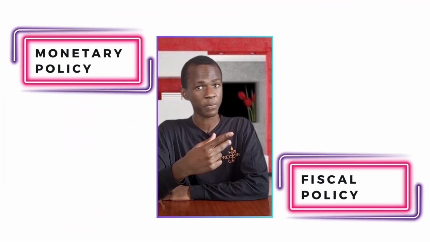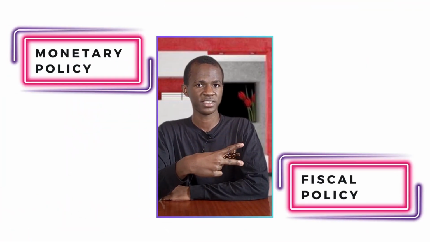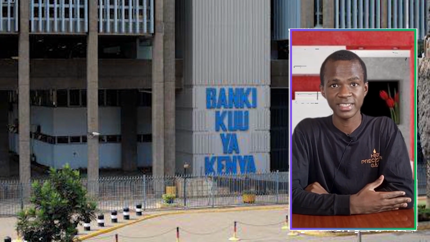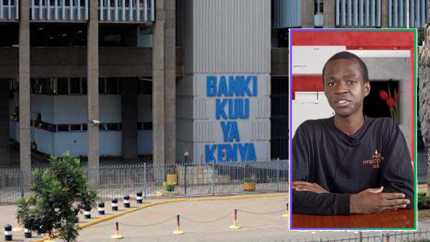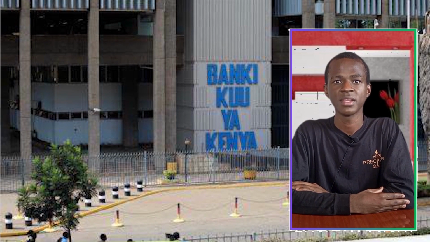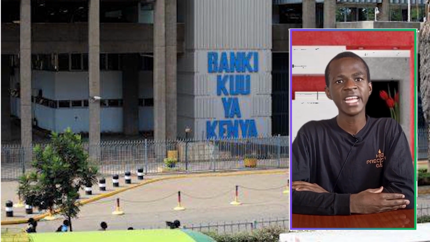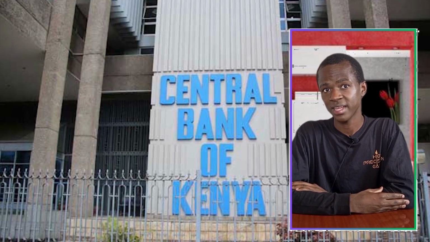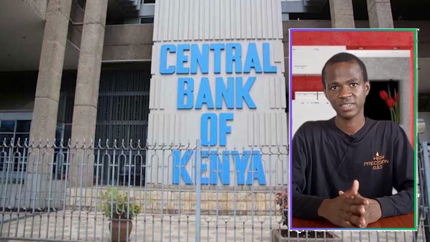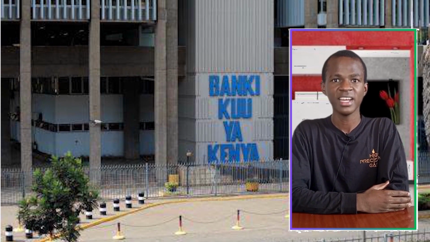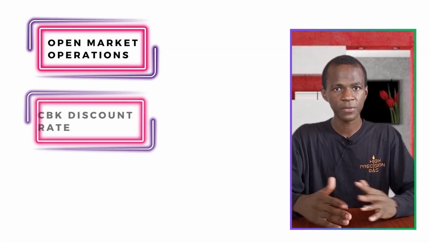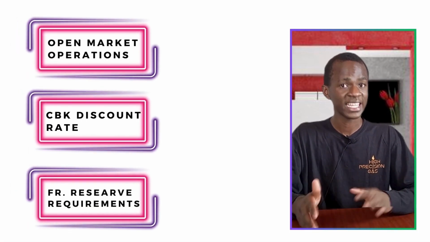The Kenyan government policy manifests itself distinctly in the form of 1. Monetary policy and 2. Fiscal policy. Monetary policy is primarily due to the institution of the Central Bank of Kenya. The Central Bank of Kenya can influence money supply and the interest rates, thereby influencing the value of the Kenyan shilling. The Central Bank of Kenya uses an array of tools to influence money supply and the interest rates in the economy.